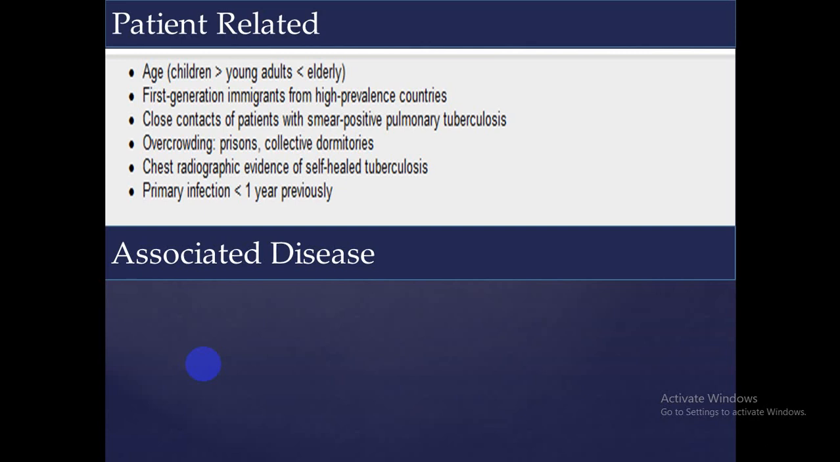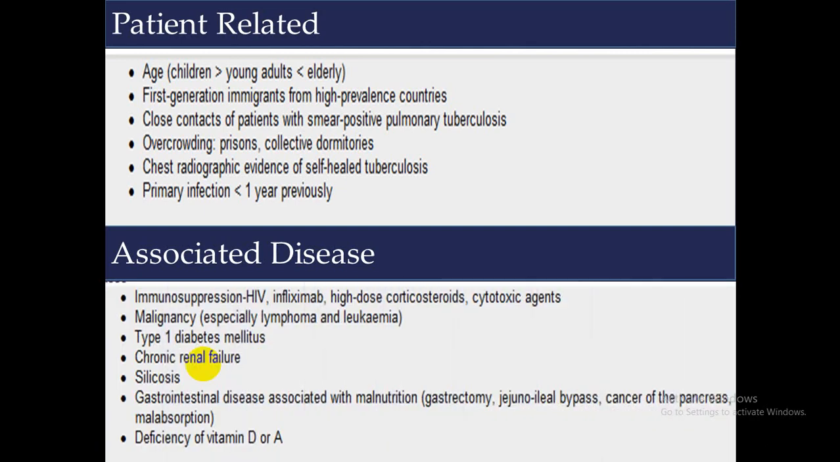Other factors are social disease and immunosuppression, like patients having HIV infection, or taking immunomodulating agents or steroids, or having malignancy, diabetes mellitus, CKD, silicosis. GI disease makes the patient liable to gastrointestinal TB, because the acidic environment is a defense mechanism against TB bacilli. But if we have disease in the gastrointestinal tract, we can get GI TB. Deficiency of vitamins A and D is also a factor for infection with TB. So these are the factors that put the patient at risk of TB infection.